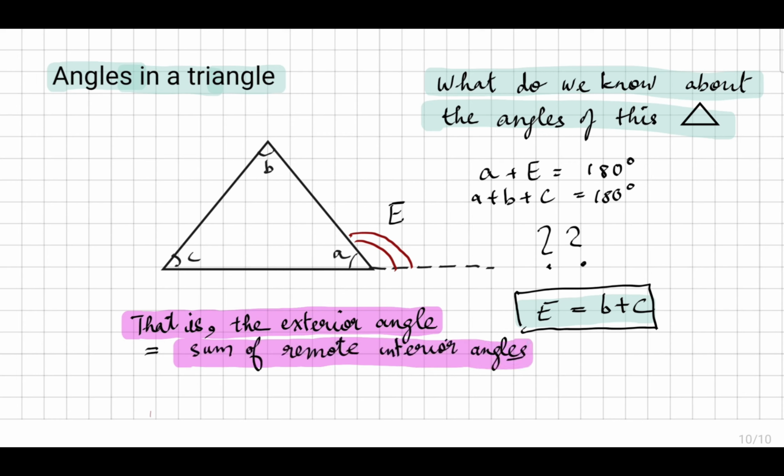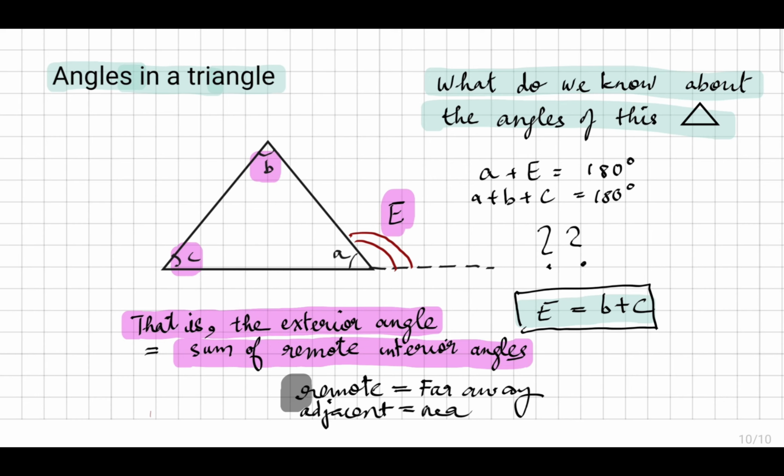This is a pretty helpful rule that will help you solve a few problems quickly, but even if you don't remember it, you should still be able to solve the problem without using this. Now, just to reiterate, remote means the further away, and what is near you is called adjacent. So in this case, B and C are the remote interior angles and A would be the adjacent interior angle.